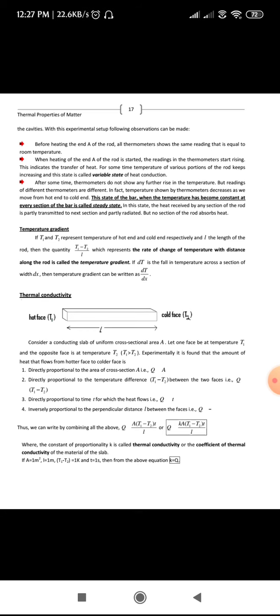This is the difference between the variable state and the steady state. Hence, the steady state is when the temperature has become constant at every section of the bar, so that there is no increase in temperature shown by the thermometer. That is called the steady state.